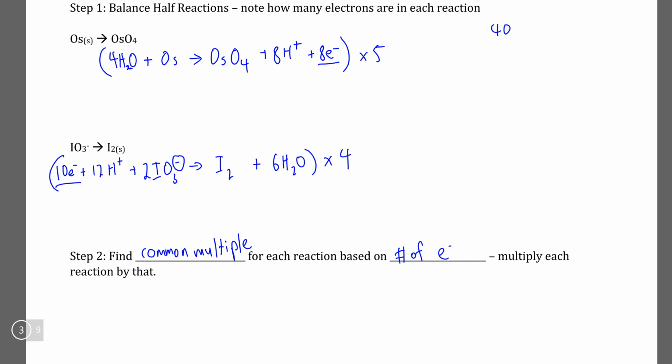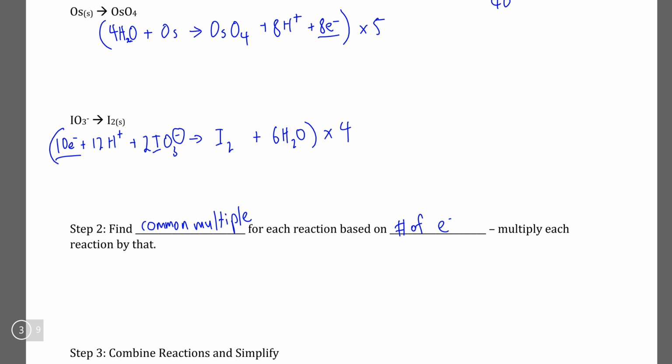Now, the tricky part is making sure that we do this with every other reactant and product in both of our half reactions. So let's go ahead and do that below. If we write out the reactants for our first half reaction, multiplied by 5, that means we would have 20 water and 5 osmium.